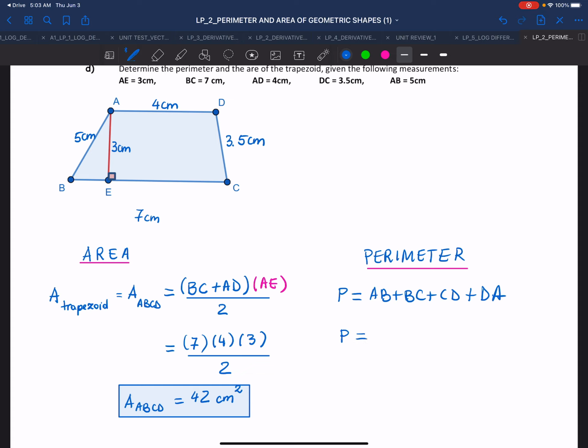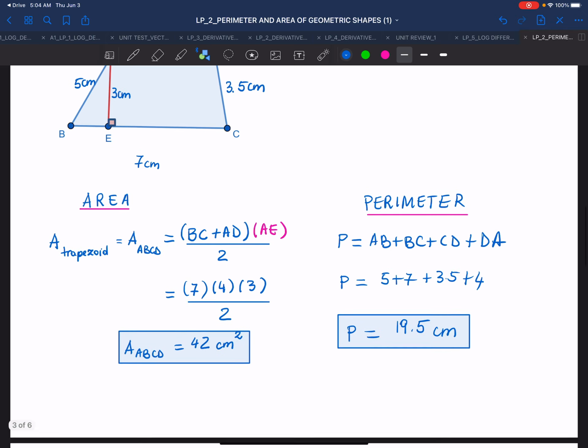So the lengths here are 5 and 7 and 3.5 and 4. And use the calculator to execute this addition in one step. So that would be 5 plus 7, 12, plus 4, 16, plus 3.5, 19.5. Now that would be in centimeters. It's perimeter, so it's one dimensional, so we don't need to write square.